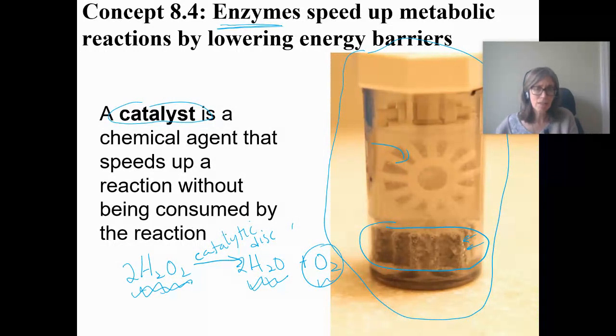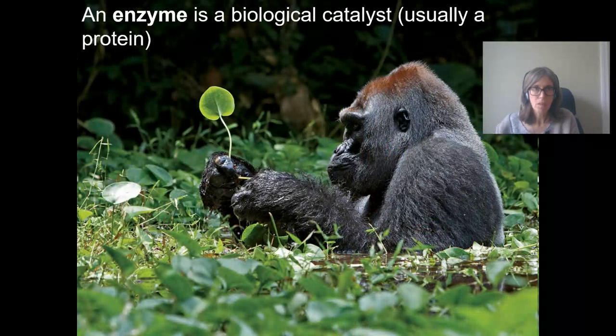So a catalyst is something that speeds up a chemical reaction. An enzyme is a biological catalyst. The enzyme that we used in lab was peroxidase that we got from turnips. So an enzyme is a biological catalyst.